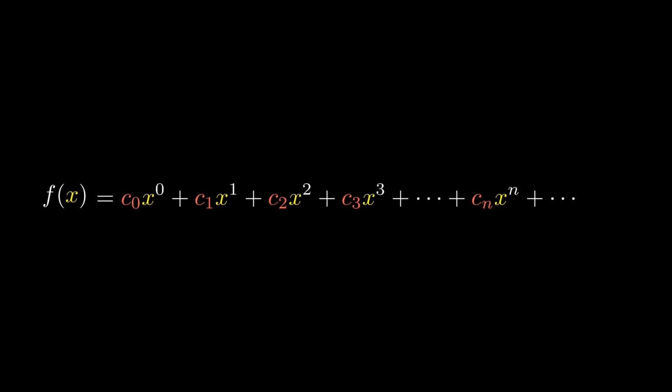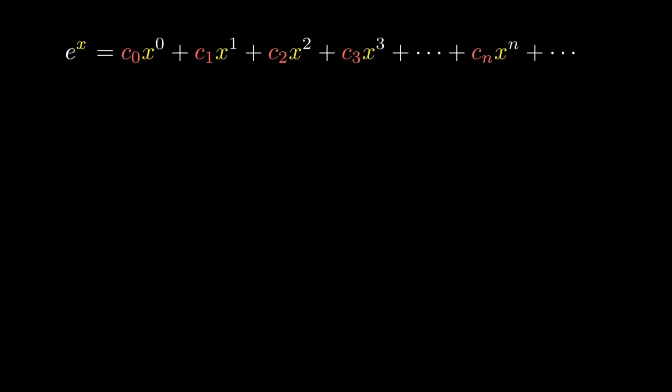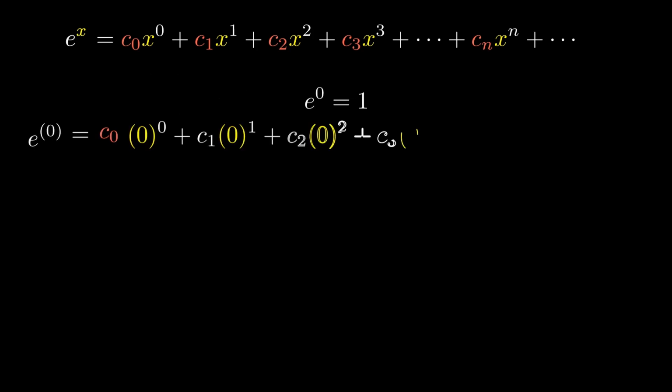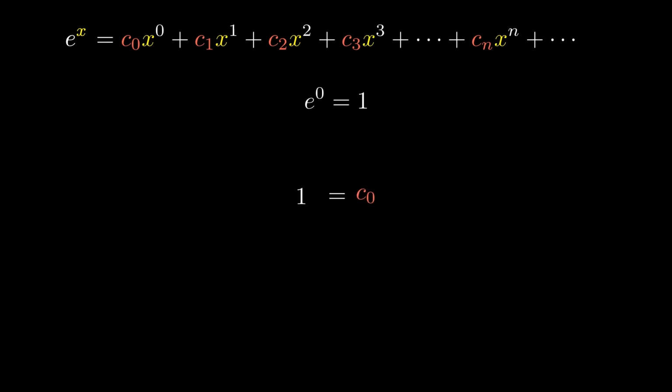Each term in the polynomial can be written as Cn multiplied by x to the n, where Cn is just a constant term. Let's see how we can get e to the x in this form. We need a polynomial whose derivative is itself, as the derivative of e to the x is e to the x, and whose value at x equals 0 is 1, as e to the 0 is 1. If we sub in x equals 0 to both sides of the equation, we end up with 1 equals c0, which we can sub back in.